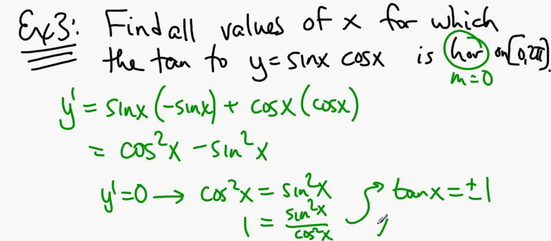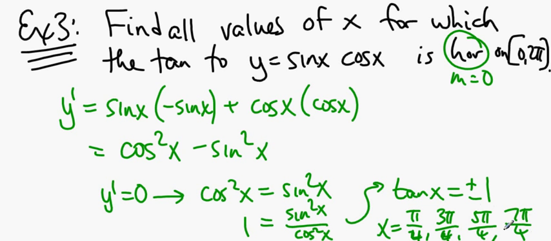And that being the case, there are only 4 possible options, and they are pi over 4, 3 pi over 4, 5 pi over 4, and 7 pi over 4. Those are the 4 values of x where tangent x is either 1 or minus 1. That's your 45-degree angle on either side.